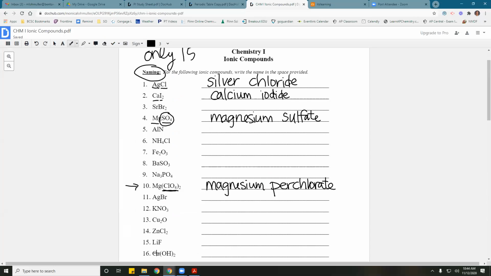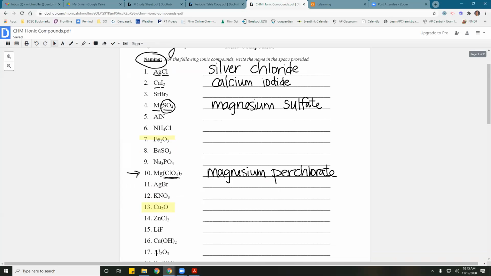Okay, so just a little hint, okay? We'll come back to it if we have time. But number 7 has iron oxide in it. So we need to make sure that we're doing that one right. And then number 13 has copper. So those two, 7 and 13, are going to need the parentheses with a Roman numeral, okay? The way that we figure that out, we'll see after we talk about how to write the formula. So now we're going to move to the back side a little bit.